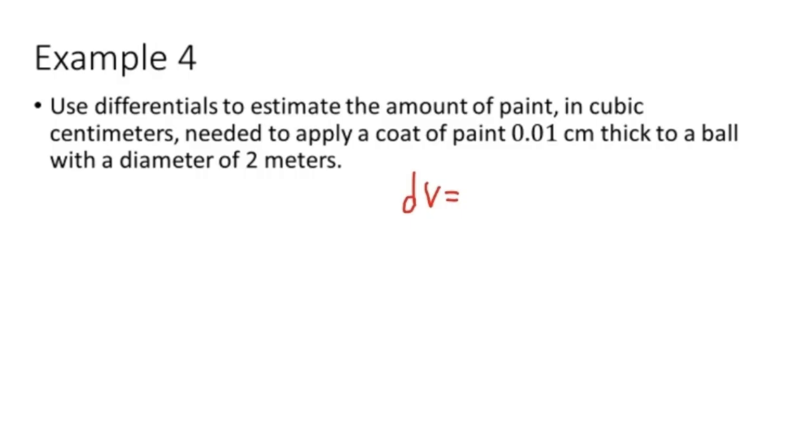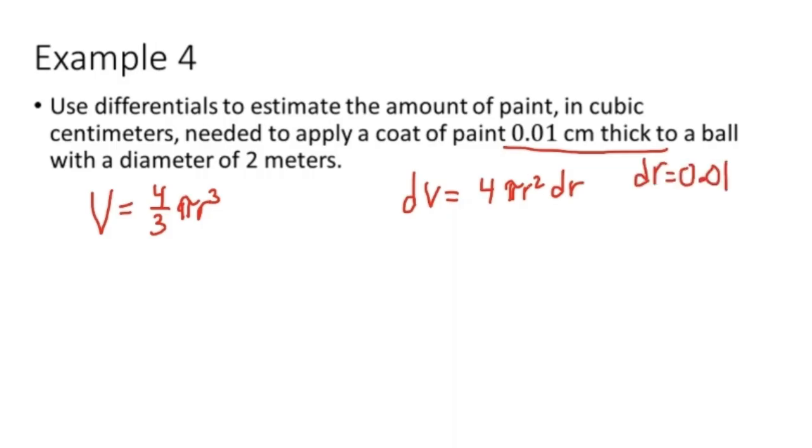Now, how would we figure out dV? Recall that for a sphere, the volume could be calculated using the formula V equals 4/3 pi r cubed. If we take the derivative with respect to r, we get 4 pi r squared. So dV will equal 4 pi r squared dr. Now we need to identify what r and dr are in order to figure out our dV. Since we're told how thick the paint coat will be, that thickness is going to represent the change in the radius of our sphere. So dr will be equal to 0.01.